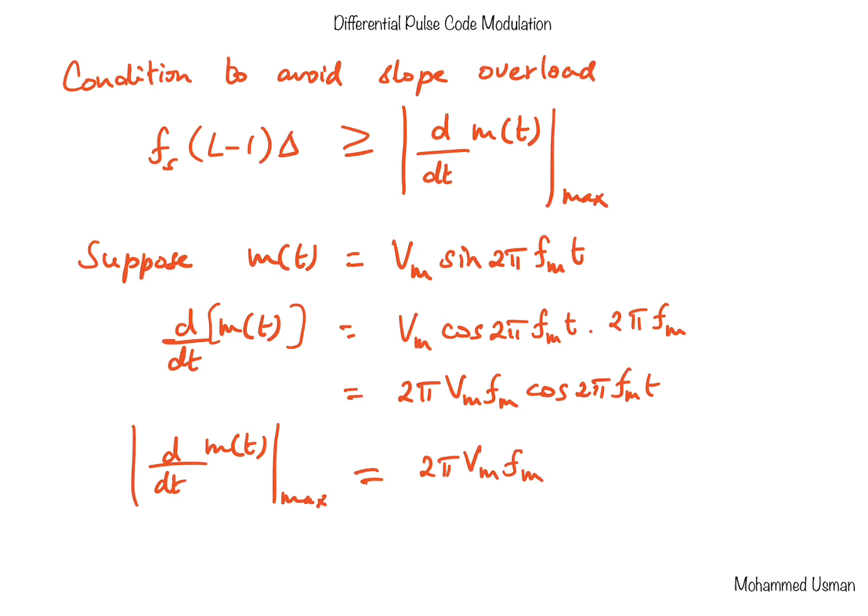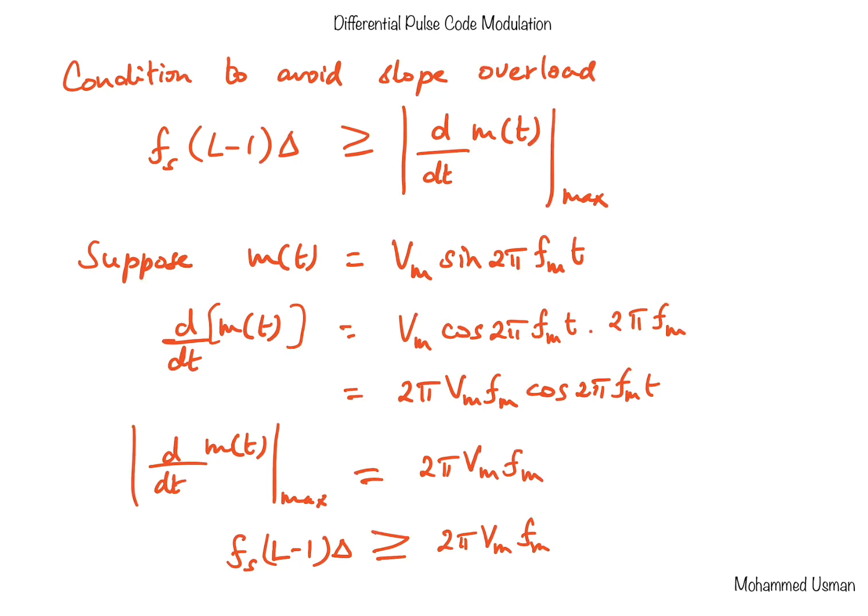So in other words, we have to choose Fs times L minus 1 times delta to be at least 2 pi Vm fm. And this is for a simple case where the signal is a sinusoid having a single frequency component, right? But if it's a more complex signal, then we'll need to find the maximum slope of that signal and correspondingly choose the values to satisfy this condition.